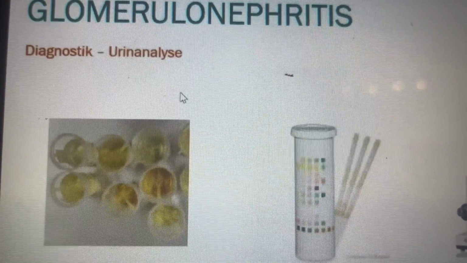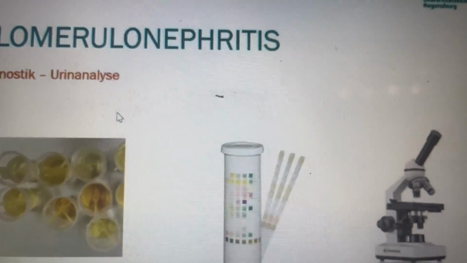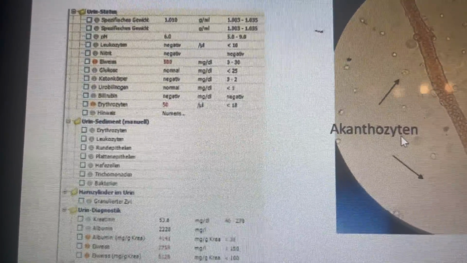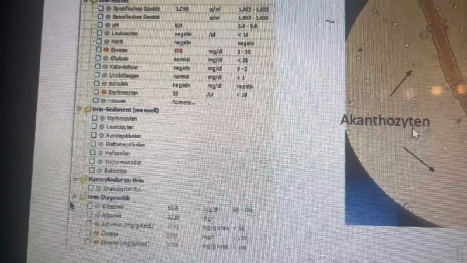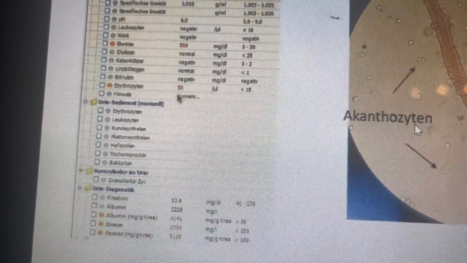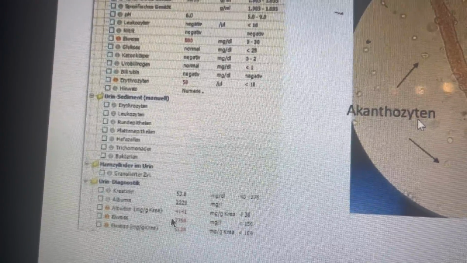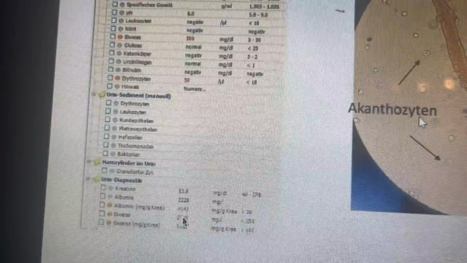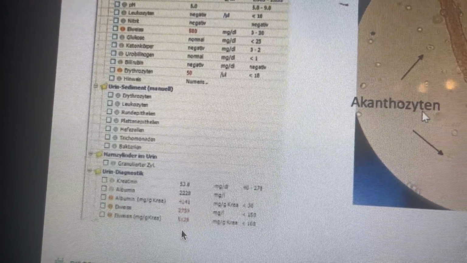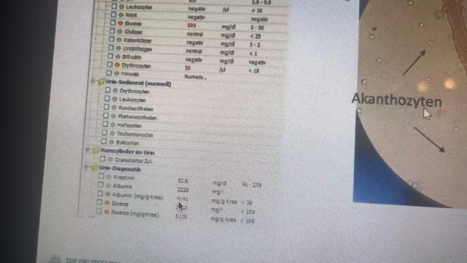For the diagnosis, we have to look at the urine diagnosis with urine sticks and through the microscope. As an example of urine diagnosis, you can see here the red one. This is the protein. Protein is high, it's 500, and there are also erythrocytes. In the urine diagnostic, we can see about 4,000 milligrams of protein, and apart from that, the albumin is more than 3.5.